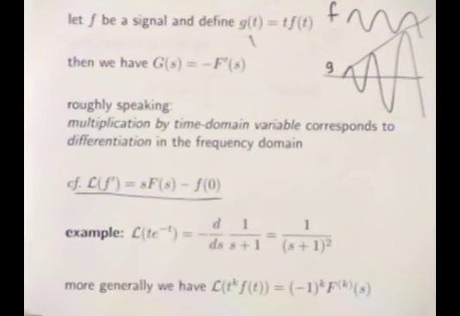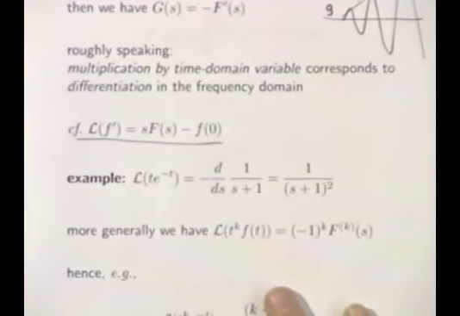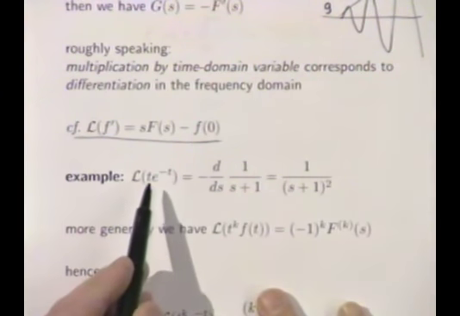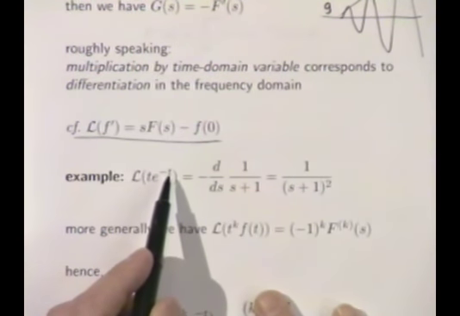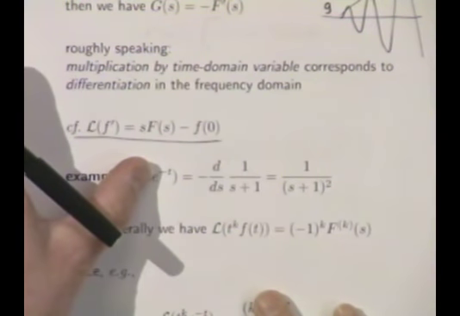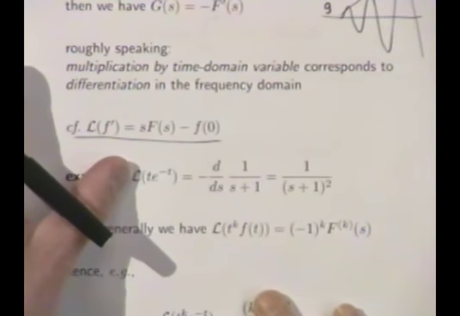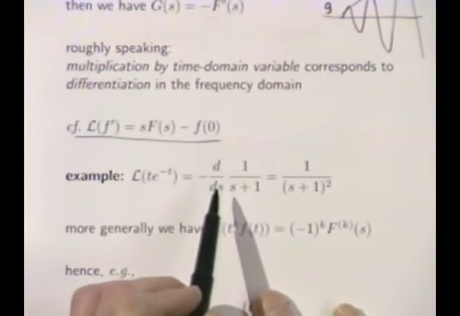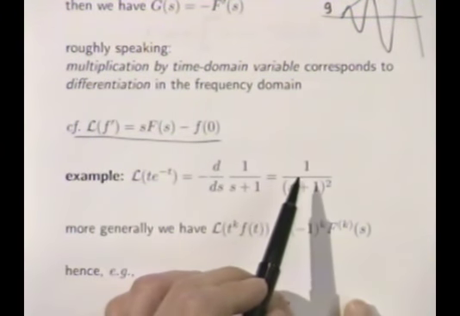Here's the other way around. Here's an example, and this one's actually going to be important later this lecture. It's the Laplace transform of t e to the minus t. Well, we know the Laplace transform of e to the minus t. That's 1 over s plus 1. You multiply by t in front, and this is simply minus the derivative with respect to s. That's this. It's 1 over s plus 1 squared.